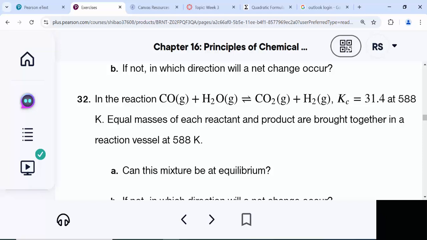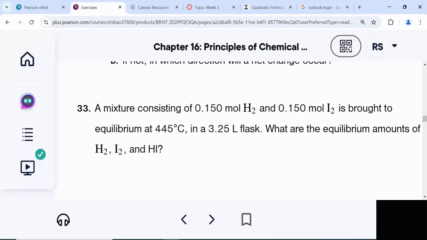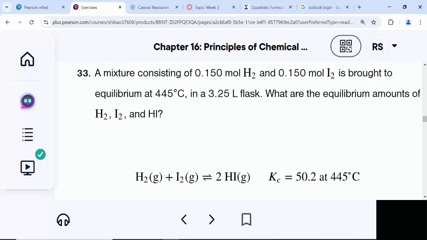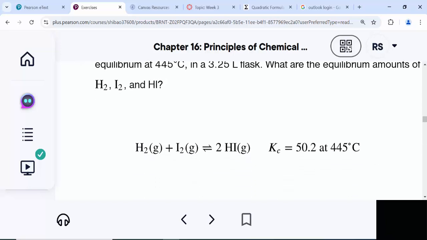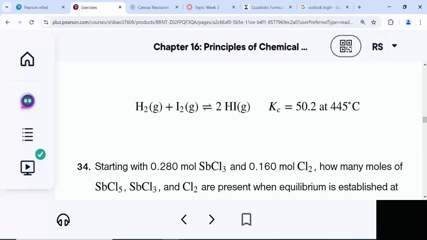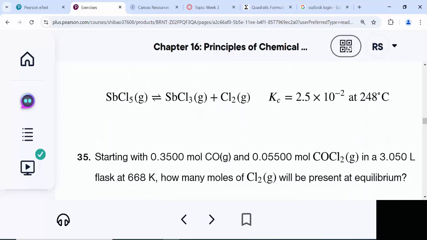And so we have different K values here. 31.4 at 588 Kelvin. K values change with temperature, and that's why we need to specify the temperature. This one's at 445 degrees C. Can you see why there's no standard thermodynamic temperature? There's no standard thermodynamic temperature because we do chemical reactions at so many different temperatures. To pick a temperature like 0 degrees C, even to pick room temperature, if you're going to pick a temperature, you might as well pick room temperature because most people don't like to have to heat things up and cool things down. And so we just use room temperature.